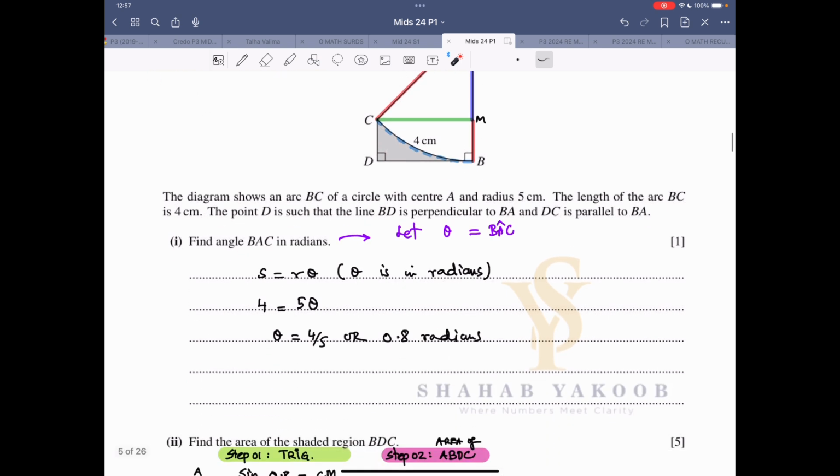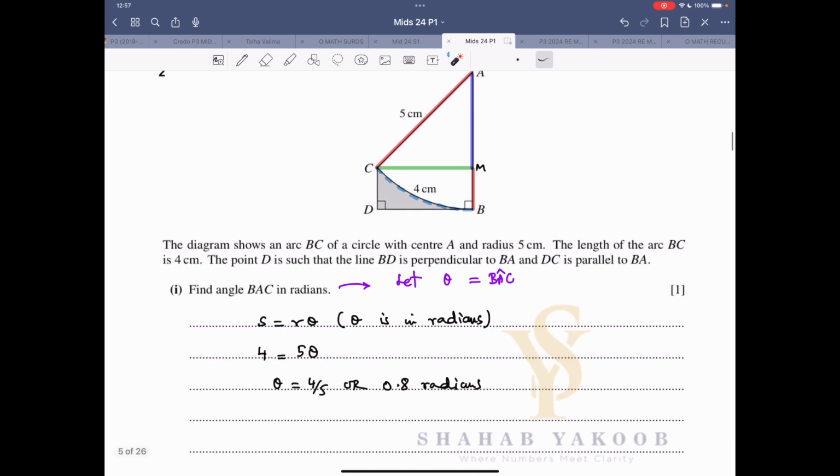That's very obvious. s equals r theta. This formula for arc length is used, and the unit of this angle theta is radians. So 4 equals 5 theta. Theta is 4 over 5. You can leave it as it is. You can convert it into decimal. This is an exact decimal.